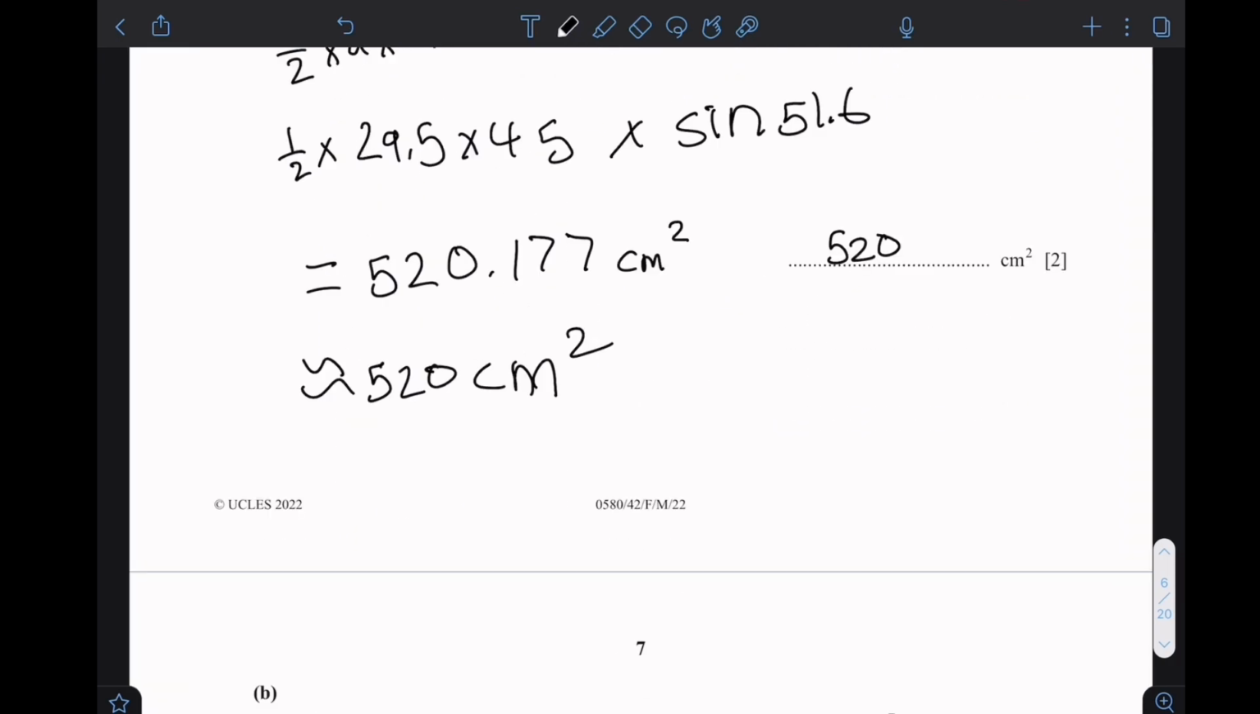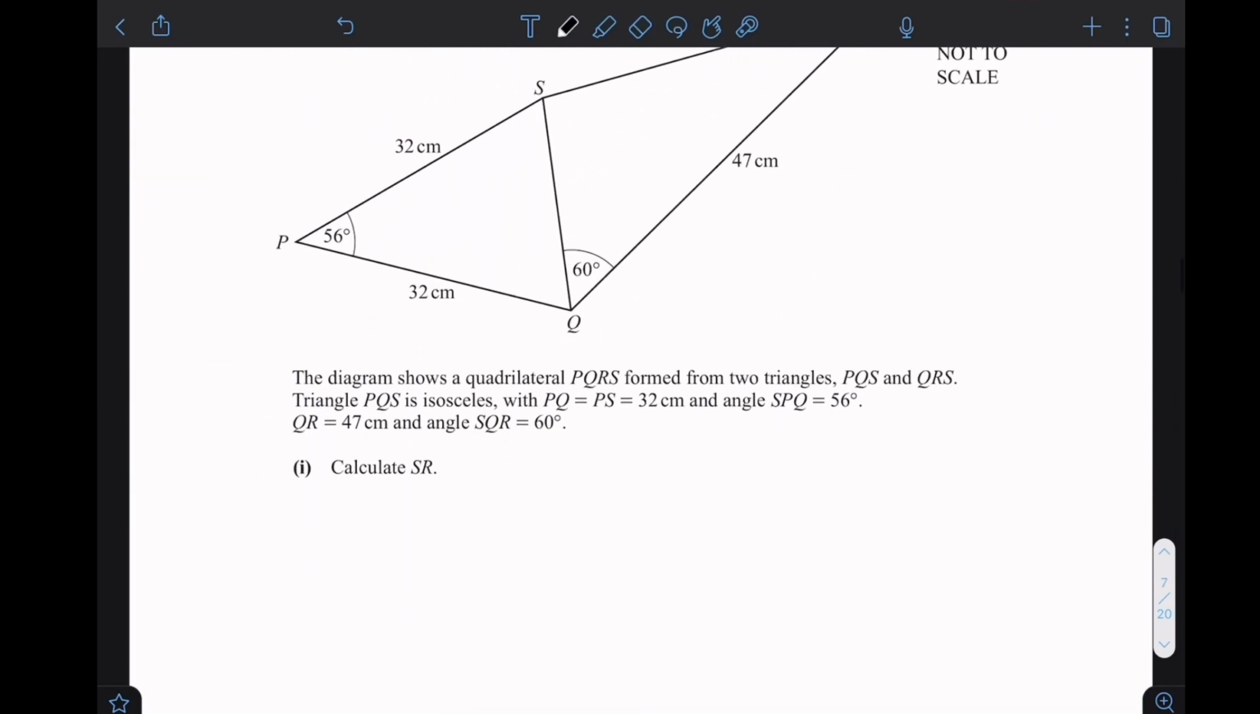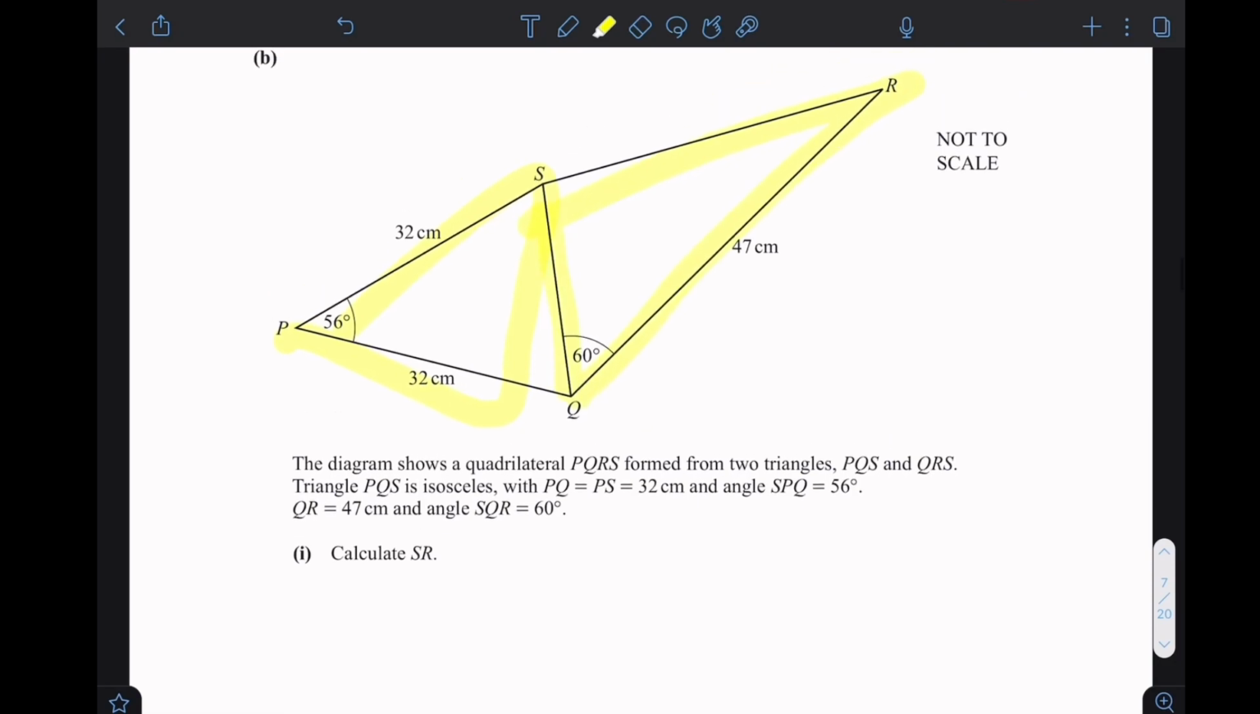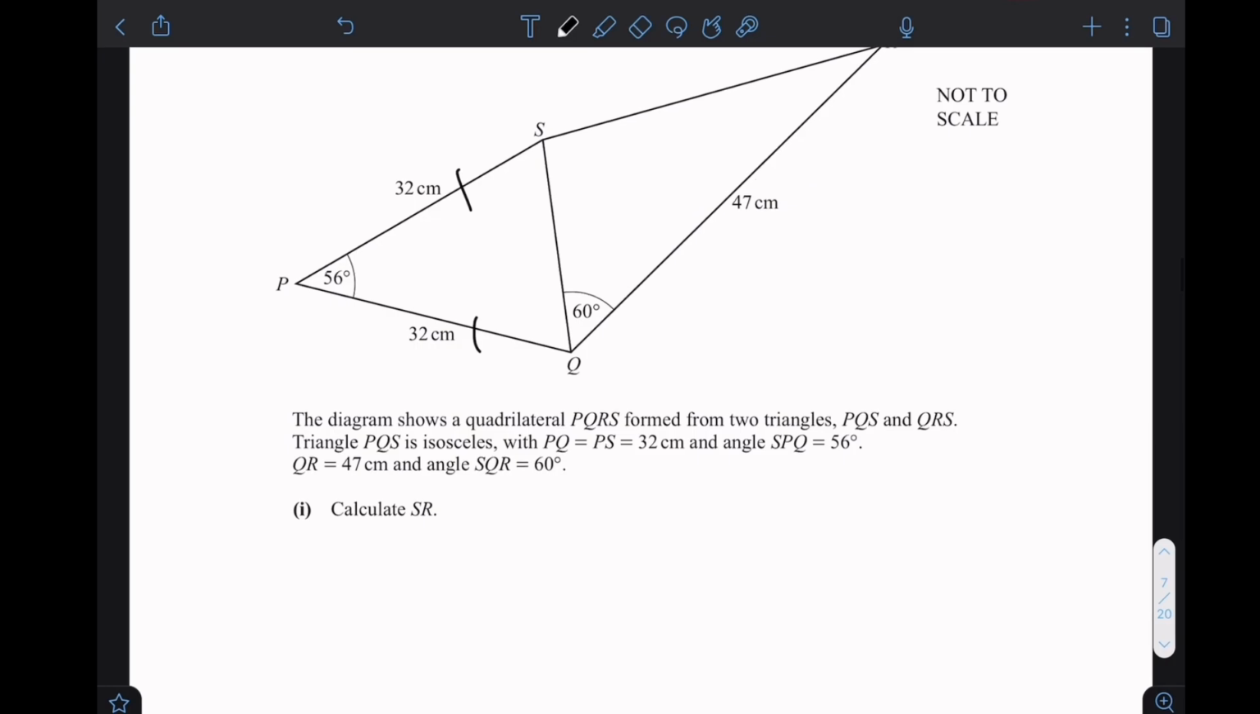Okay, so the next question says the diagram shows a quadrilateral PQRS formed from two triangles PQS and QRS. Triangle PQS is isosceles, with PQ equal to PS, and angle SPQ is 56 degrees, and QR is 47 centimeters, and angle SQR is 60 degrees.